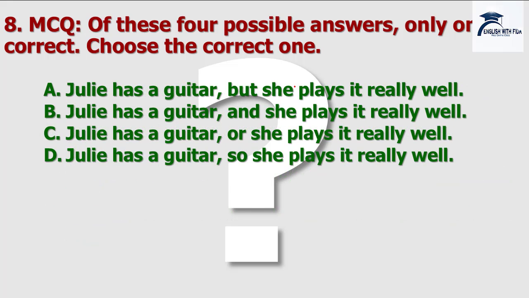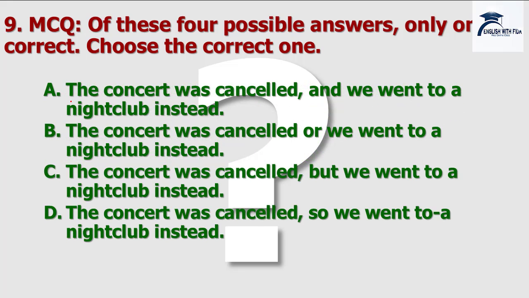Julie had a guitar, but she plays it really well. No, but is showing contrast here. We don't need any contrast. Julie has a guitar and she plays it well. That's okay. Option B. The concert was cancelled and we went to a nightclub instead. Or is used without conjunction, it will be wrong. But we went, it is not a contrast. So that is the reason. Why did you go to the nightclub? Because the concert was cancelled. So we need a reason.